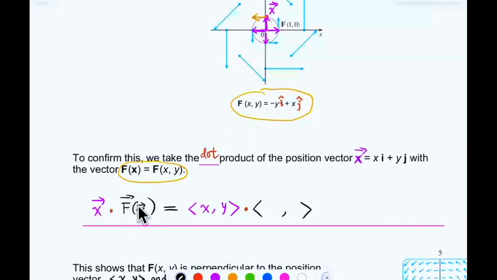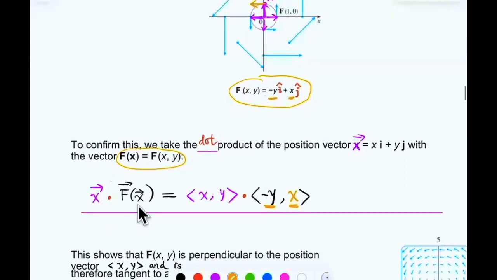Negative y. Yeah, so that's negative y. This one, negative y. And then this one here is x. Take the dot product. And that's equal to negative y plus xy, so that's equal to 0. So the dot product of these two equals 0.